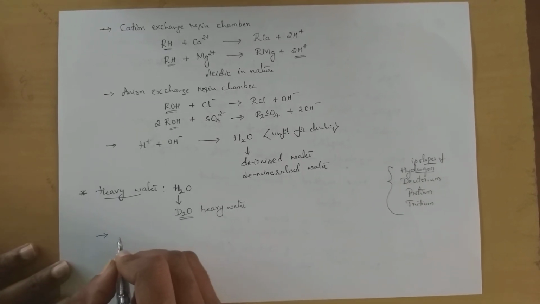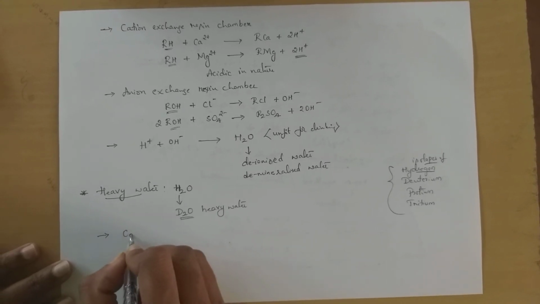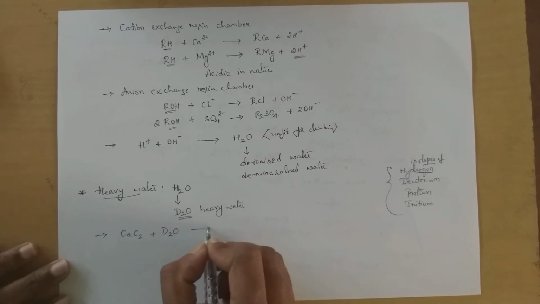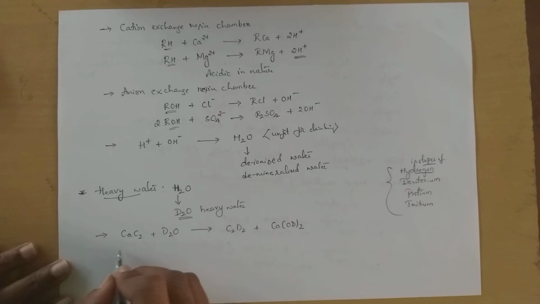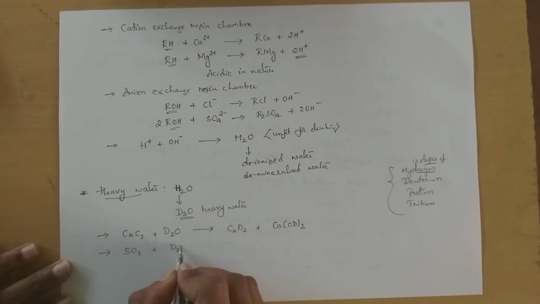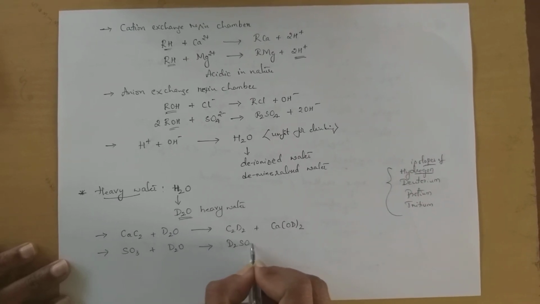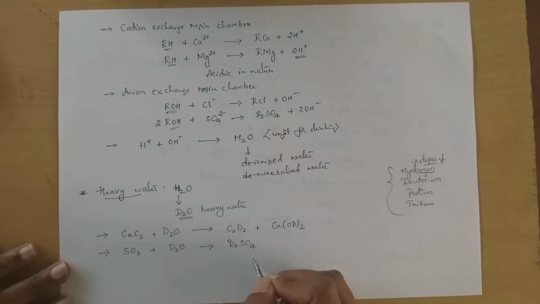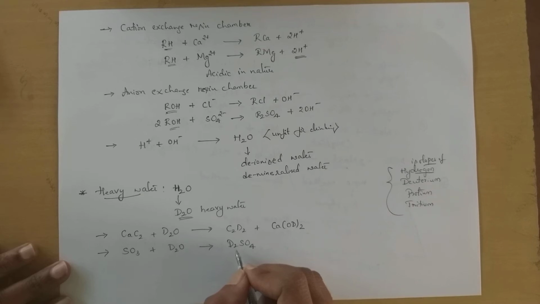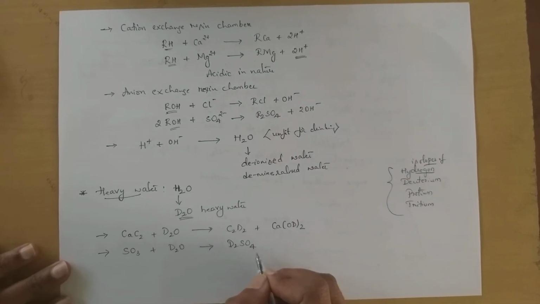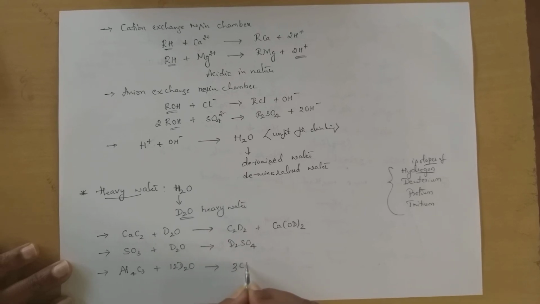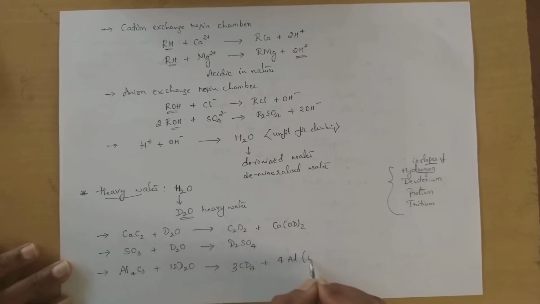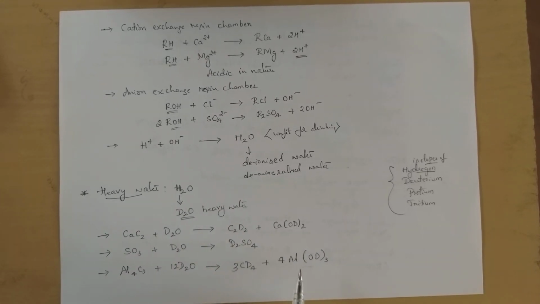It is used in the preparation of many deuterium compounds. By combining calcium carbide with deuterium water, heavy water, we get several deuterium compounds. With sulfur trioxide we can obtain deuterated sulfuric acid. We have H2SO4, sulfuric acid; here hydrogen is replaced by deuterium, giving D2SO4. And aluminium carbide, Al4C3, combines with heavy water to form deuterium compounds. So we have several applications in the preparation of deuterium compounds.